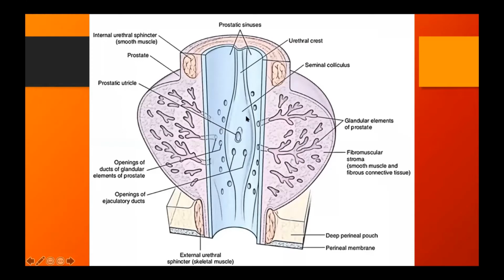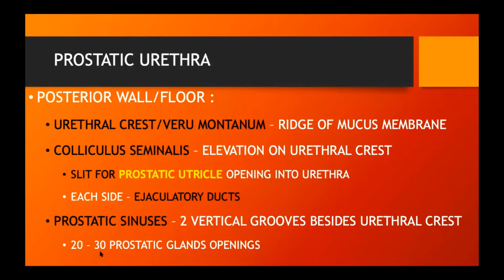This colliculus seminalis has three openings. The middle opening is called the prostatic utricle, and the other two openings on the sides are for the ejaculatory ducts. On both sides of this urethral crest, we have a narrow gap called the prostatic sinus. This prostatic sinus has around 20 to 30 openings for the prostatic glands; the ducts of the prostatic glands open into this sinus.